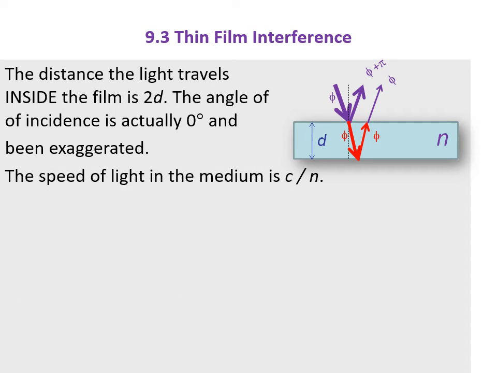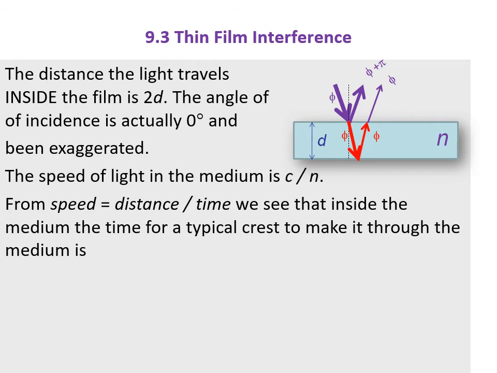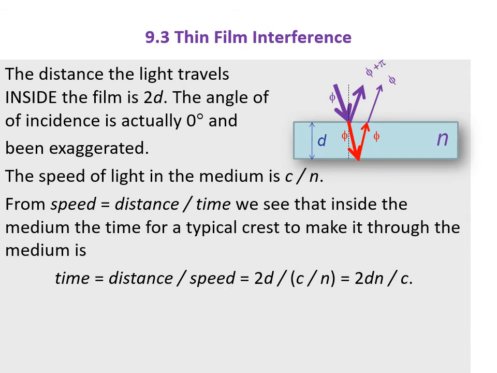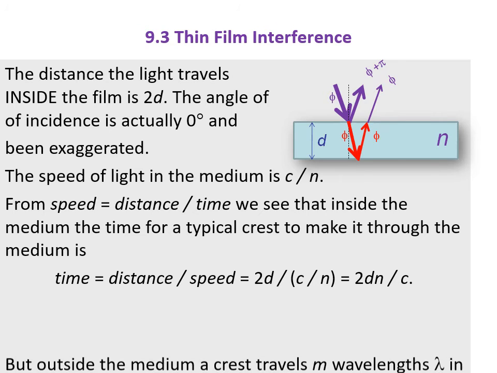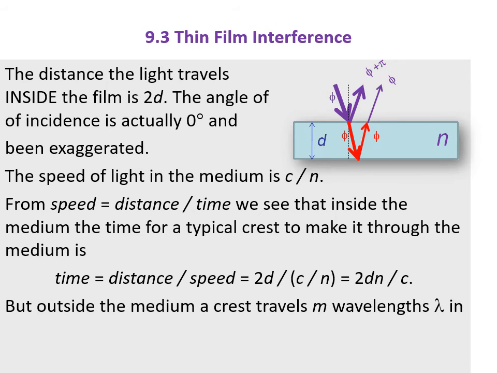The speed of light in the medium is c divided by n, and speed equals distance over time. We see that inside the medium, the time for a typical crest to make it through the medium is 2dn over c with some substitution. Outside the medium, a crest travels m wavelengths lambda in the same amount of time.